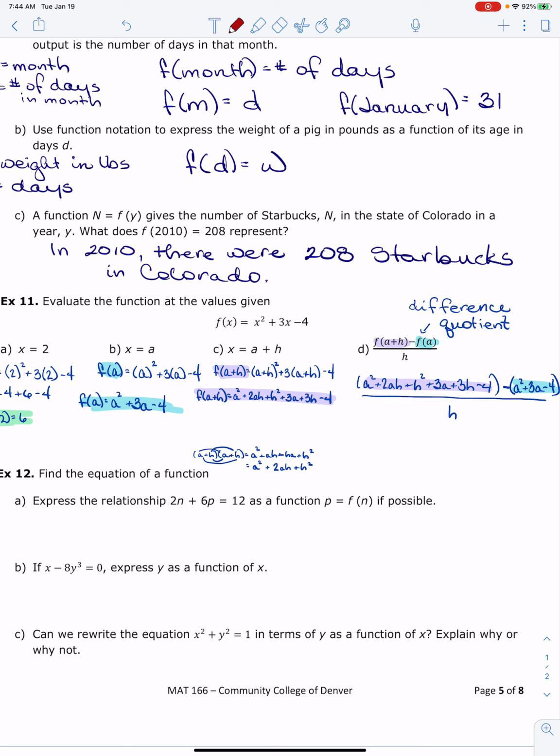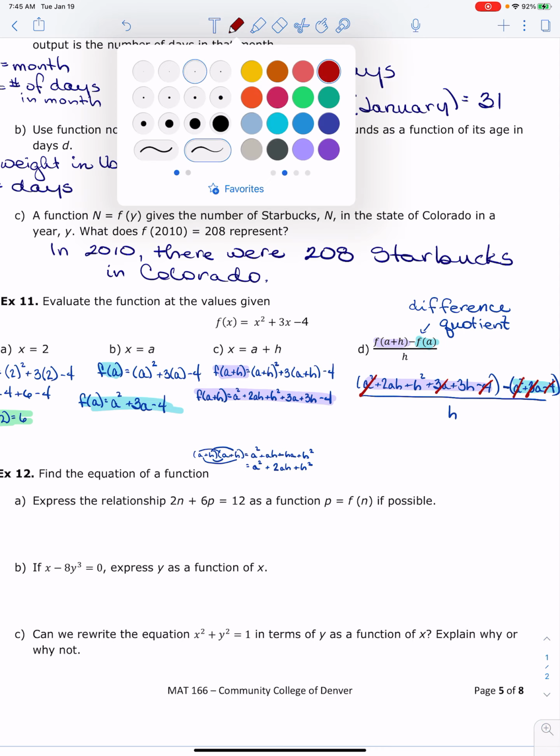The reason for wrapping them in parentheses is because that makes it easier for me to match up pieces that are the same. We are subtracting. So anything that looks exactly the same in the first set of parentheses and the second set is going to be subtracted out. So I've got a squared minus a squared, that goes away. 3a minus 3a, that goes away. And I have negative 4 minus negative 4. So you should notice that the entirety of that f of a, that original function, has canceled out.